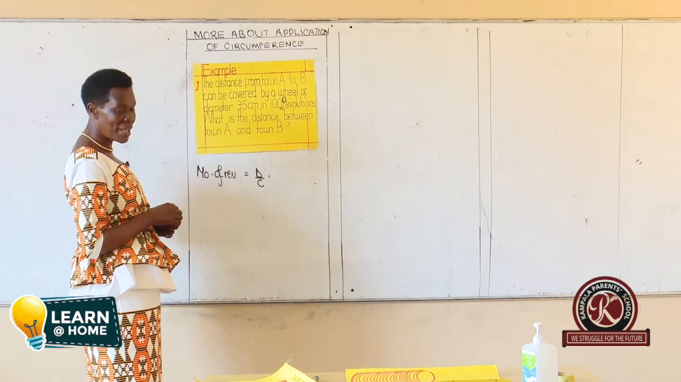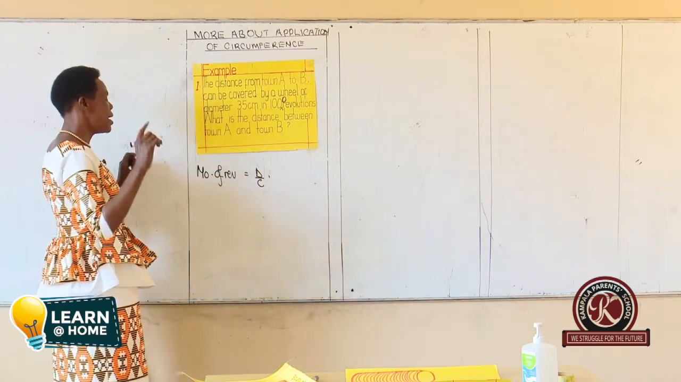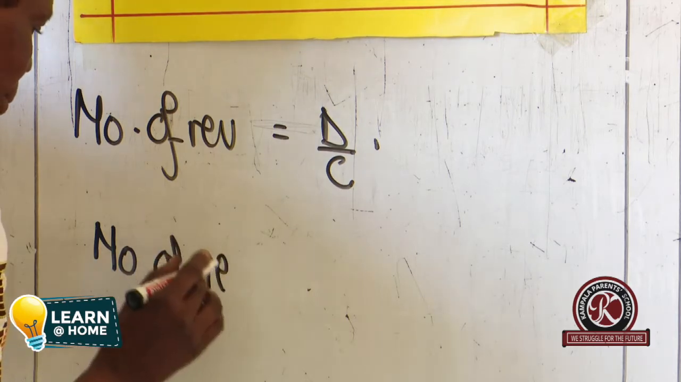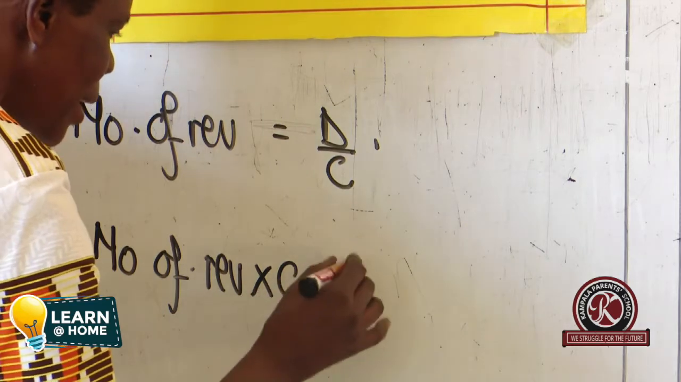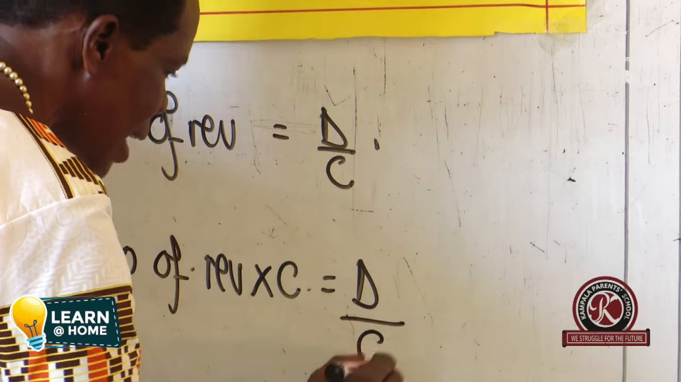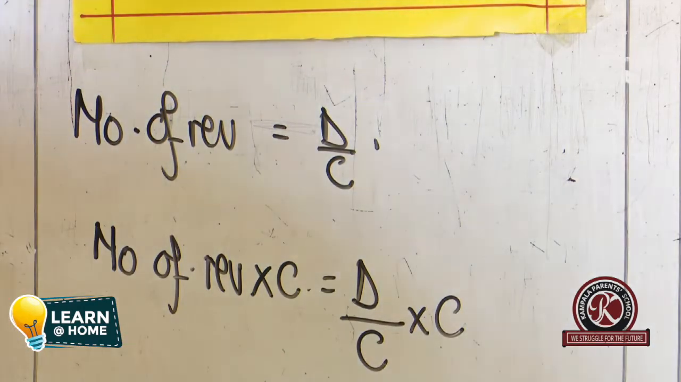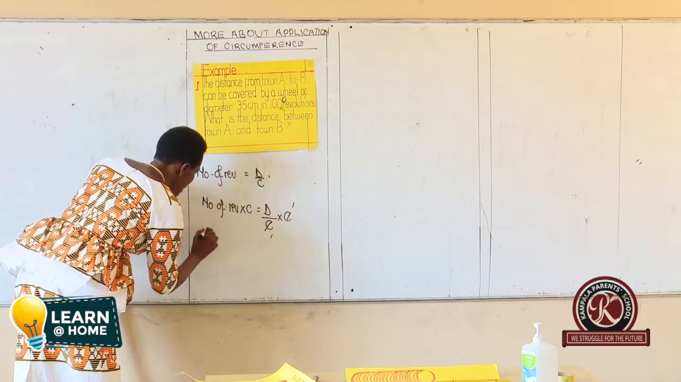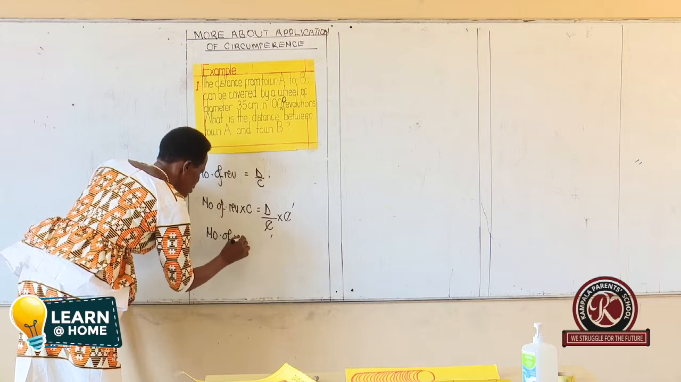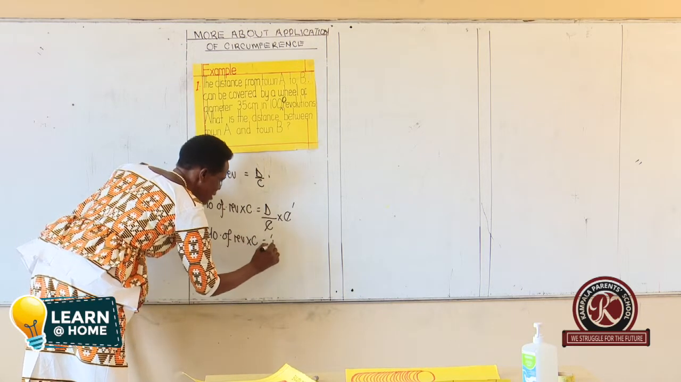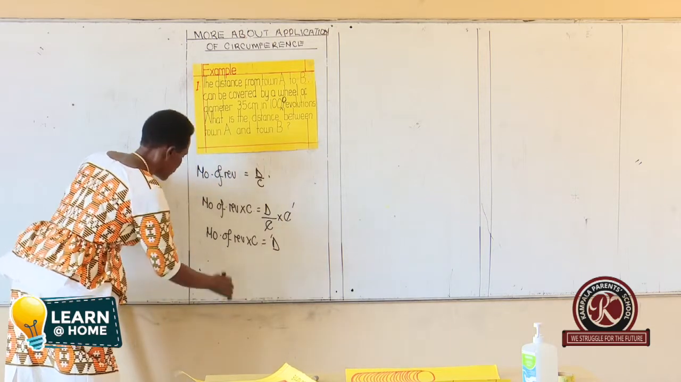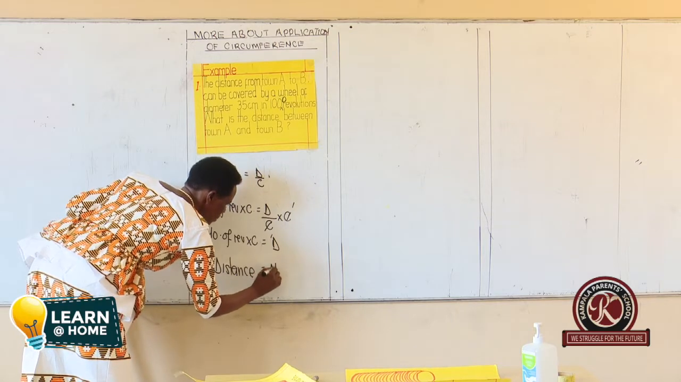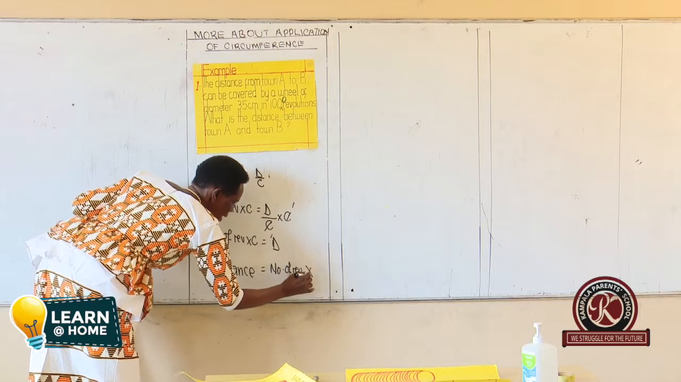Justin, what do we do? Good. He's saying we multiply both sides by the circumference. So we say number of revolutions times the circumference will be equal to the distance over circumference times the circumference. We cancel this with that, and we remain with that. So we have number of revolutions times the circumference will give us the distance. Therefore, distance equals number of revolutions times circumference.